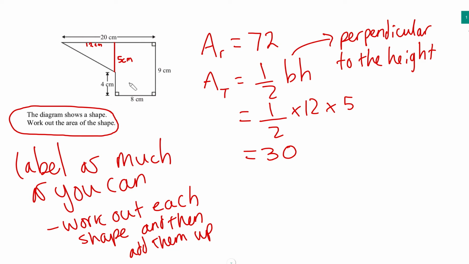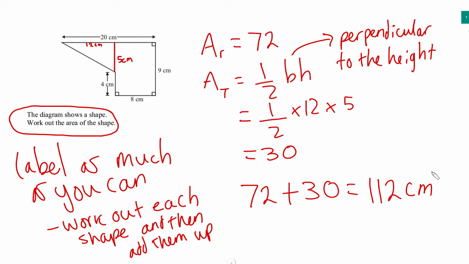Now the whole shape is when you add the rectangle plus the triangle. The rectangle we know is 72, plus the area of the triangle, which is 30. So 72 plus 30 is going to be 112 centimeters squared. Don't forget your units, but remember, only put your units at the end. Never put them at the beginning, and never put them into equations. So for example, over here, we don't write 12 centimeters, we just write 12.